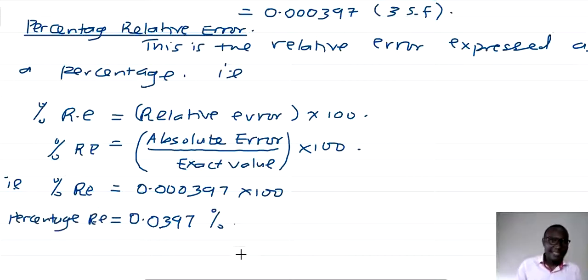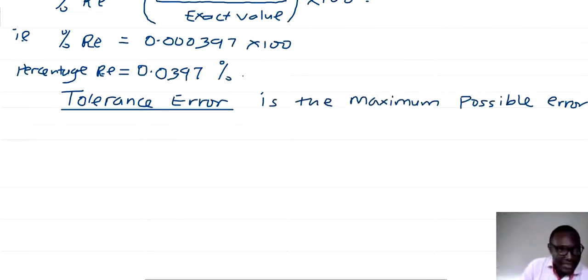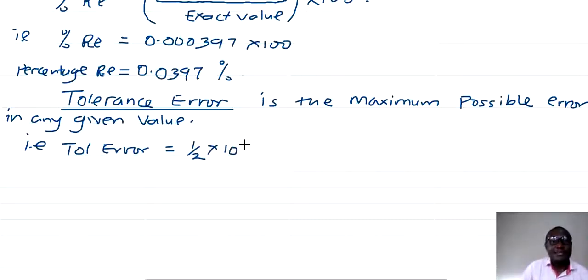Alright. The next terminology is the tolerance error. Tolerance error is the maximum possible error in any given value, i.e. tolerance error, which we shall be shortening as TOL. This is equal to a half times 10 power negative n, where n is the number of decimal places.